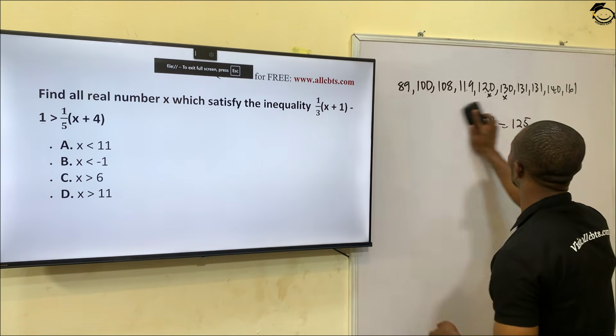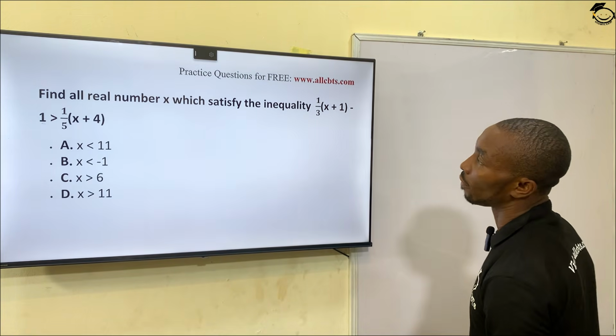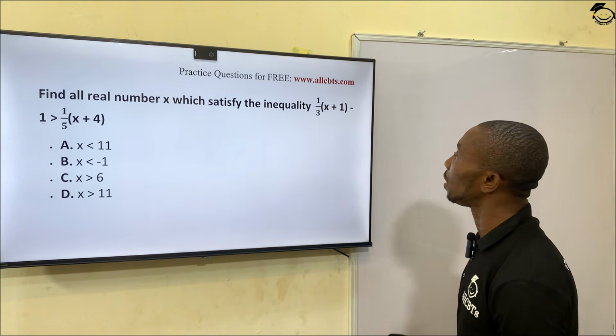Now, to the next question, it says, find all real numbers of x which satisfies the inequality.